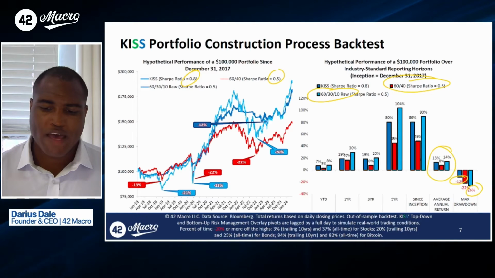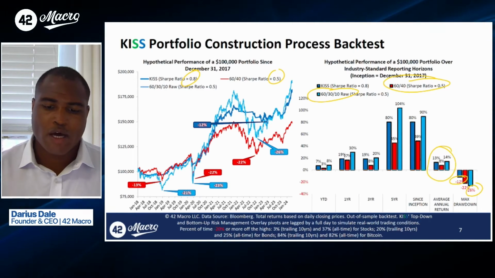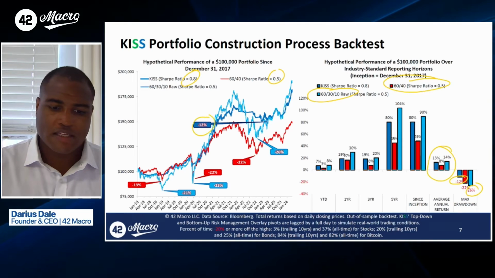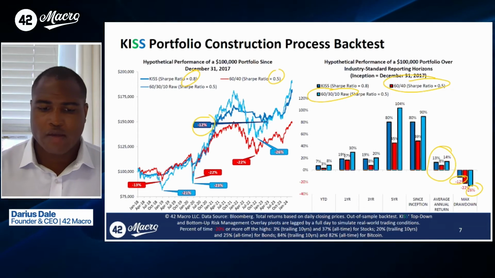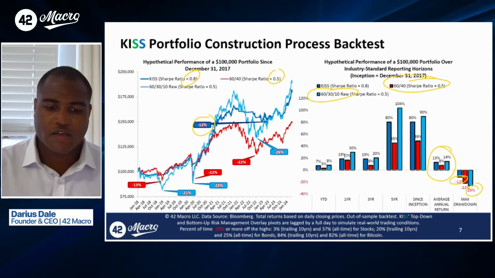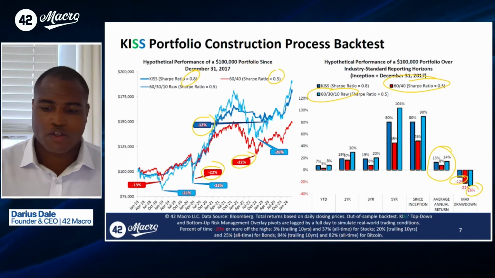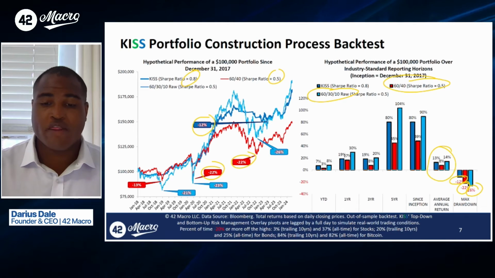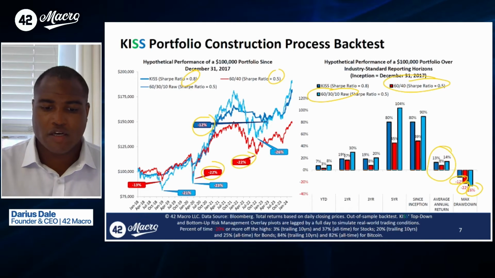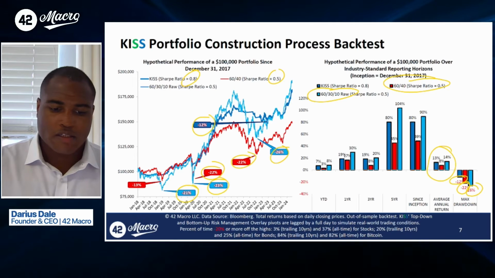So just be aware of that. There's only one double-digit drawdown in the KISS portfolio construction process. Again, that's at minus 12% max drawdown. There are two crashes in the 60-40 portfolio since the beginning of 2018, here at minus 22% in terms of max drawdown. And there have been three crashes in that 60-30-10 raw approach since the beginning of 2018.